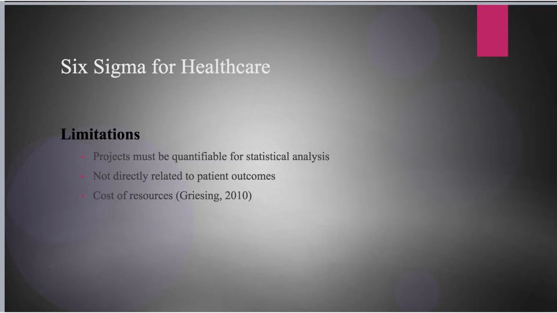There are also limitations for Six Sigma in healthcare. One of these is that the projects must be very quantifiable for statistical analysis, because you will need routine statistical analysis to calculate your standard deviations and your mean for your project. Also, Six Sigma is a process tool and not an outcome tool, so it's not directly related to patient outcomes.